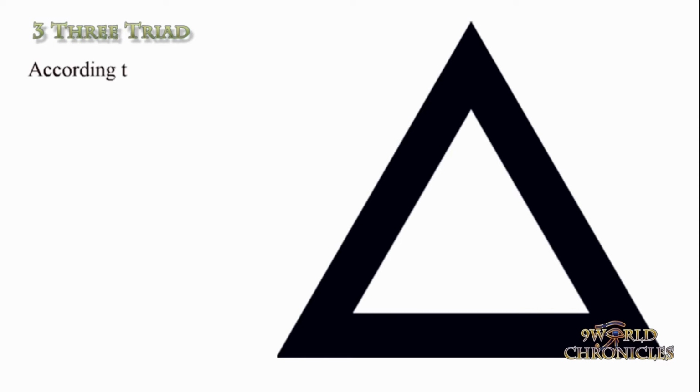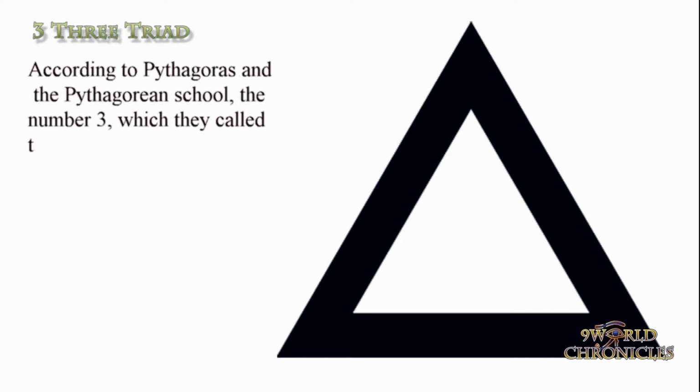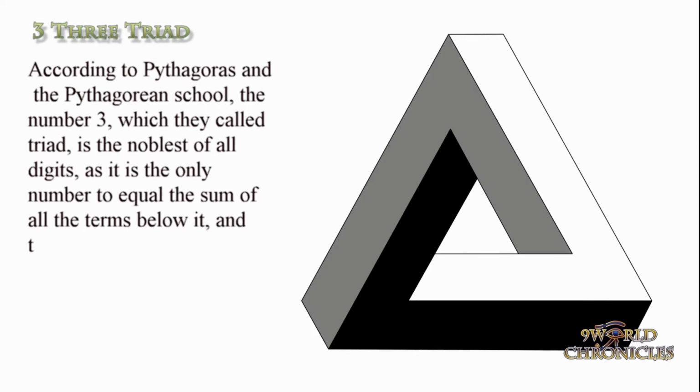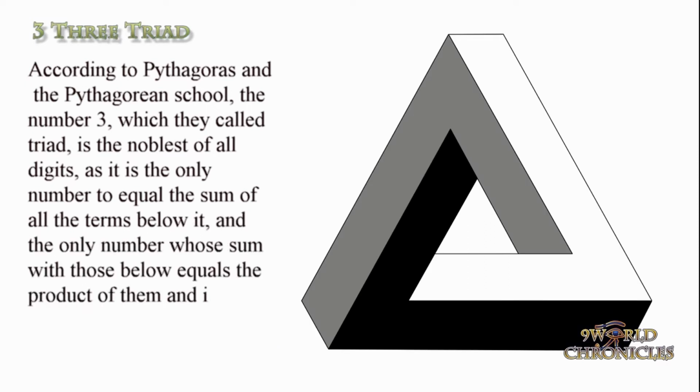According to Pythagoras, who called it the Triad, it is the noblest of all digits, as it is the only number to equal the sum of the terms below it, and the only number whose sum with those below equals the product of them and itself.